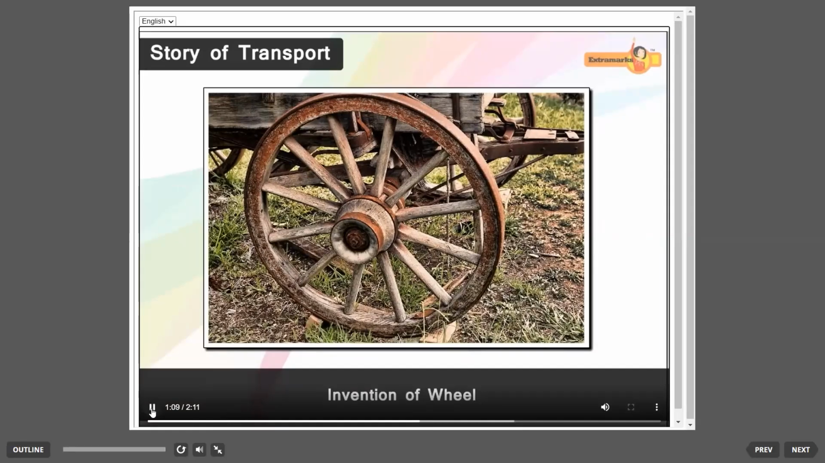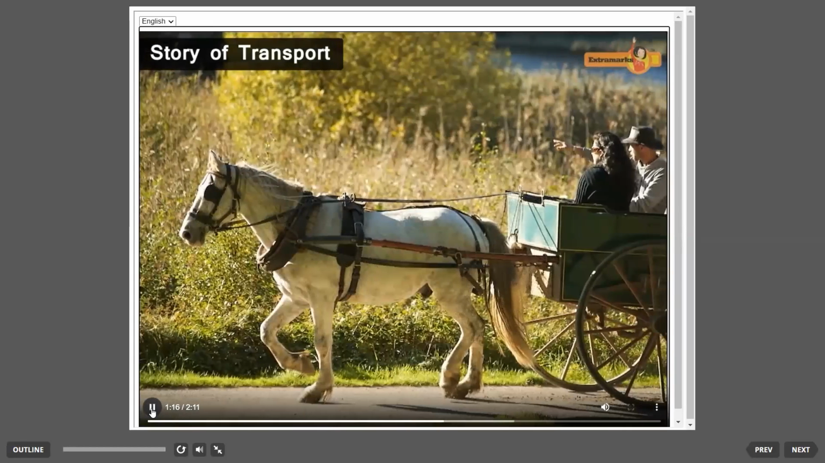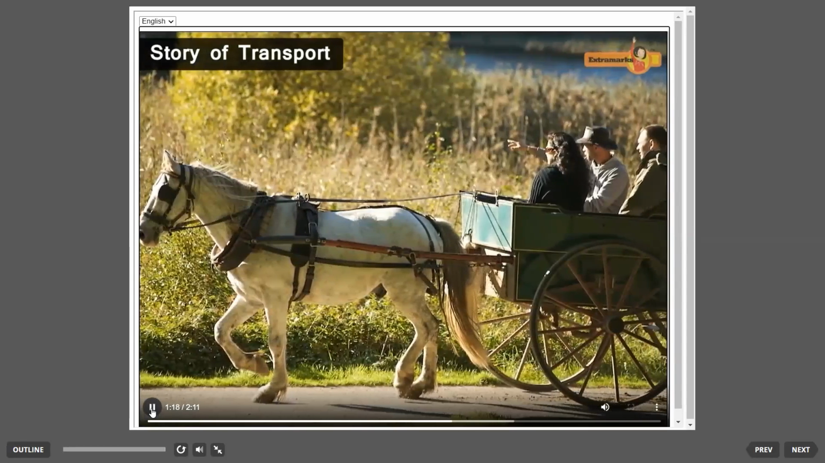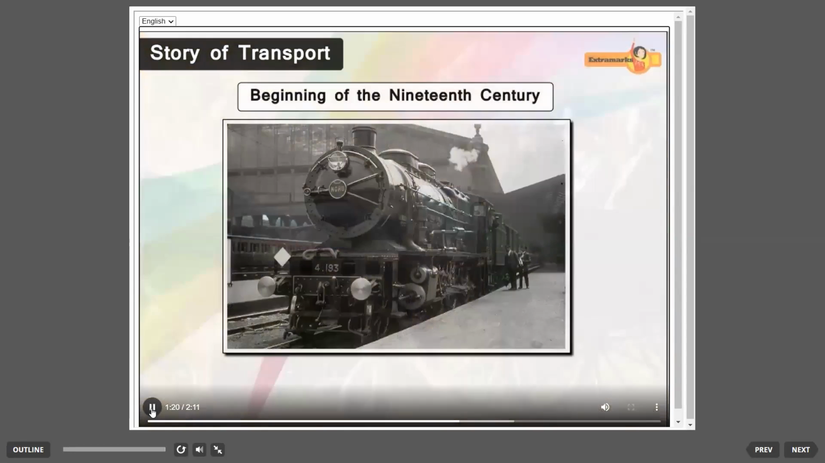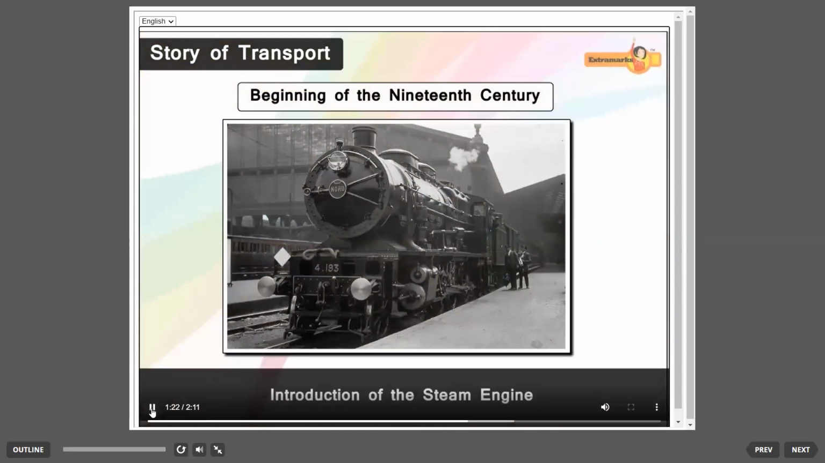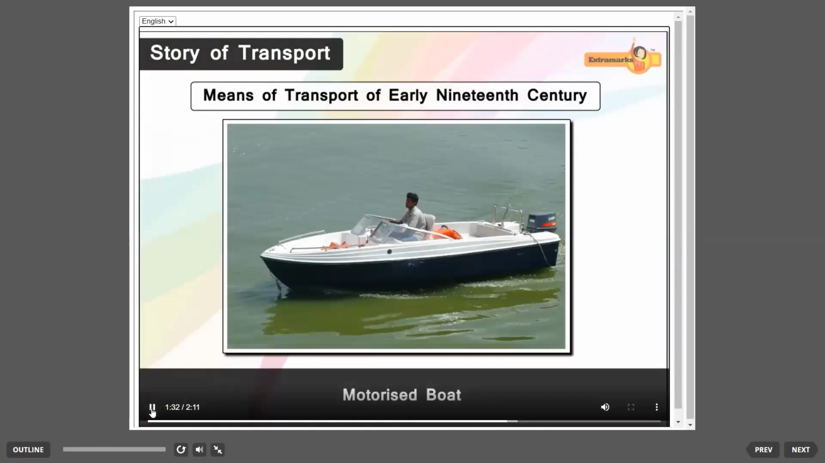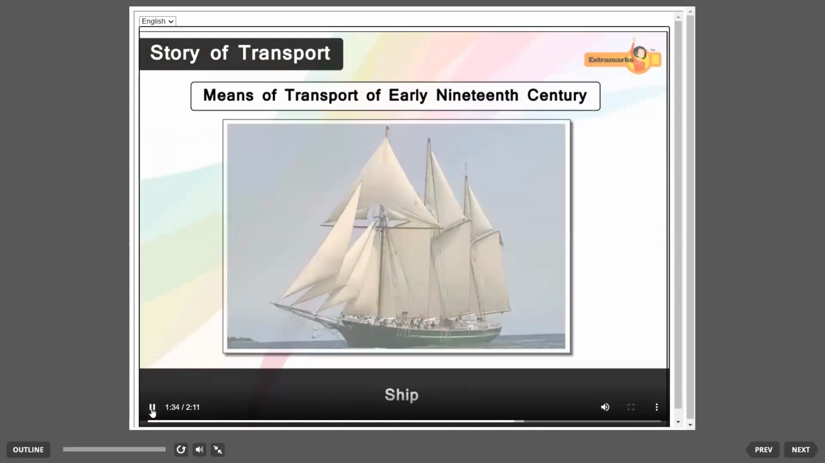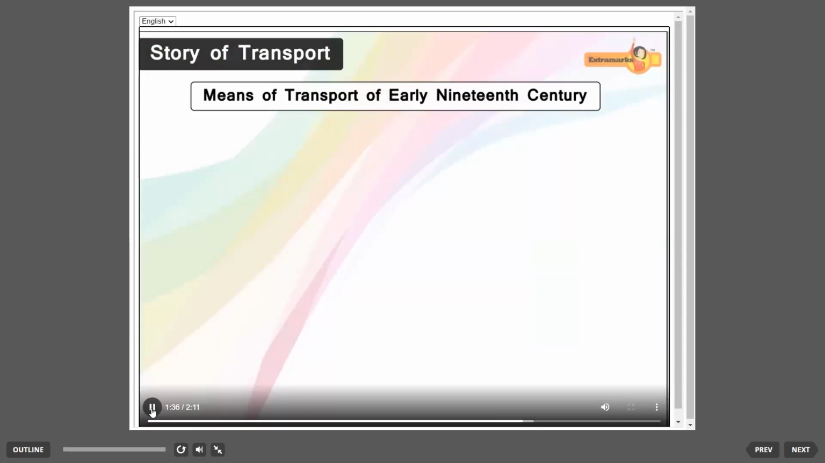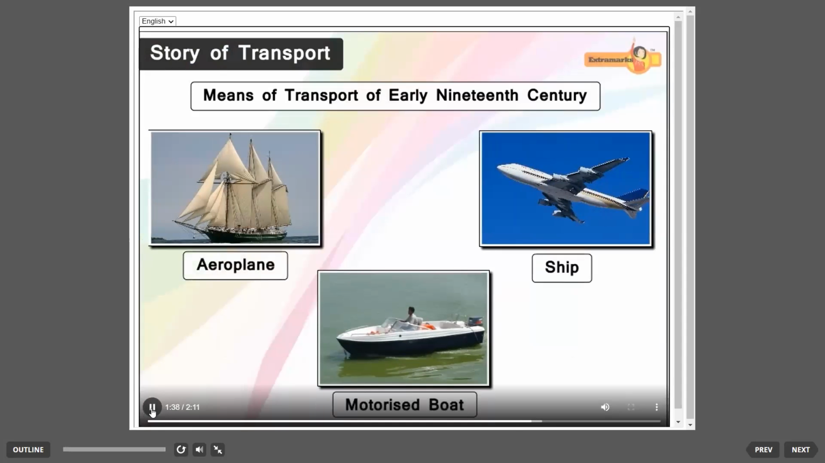A great change in modern modes of transport came with the invention of the wheel. Animals were used to pull vehicles that moved on wheels. With the beginning of the 19th century, the steam engine was introduced, which revolutionized the world. Apart from it, the motorized boat, ship, and aeroplane came into the picture and became popular means of transportation.